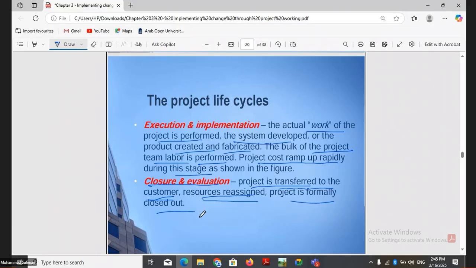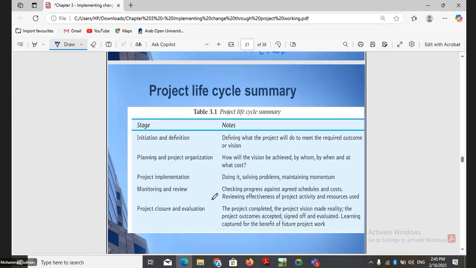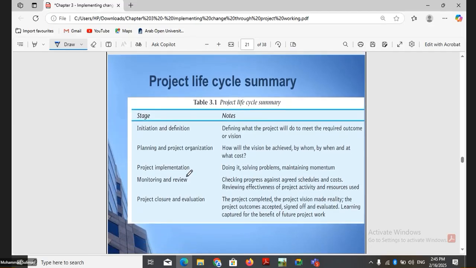So these are the 4 stages. The first is initiation and definition. Second stage is planning. Okay. Third stage is execution and implementation. And the fourth stage is closure and evaluation. These are the 4 stages of the project. So the project lifecycle summary is shown here. This is what we discussed just now.